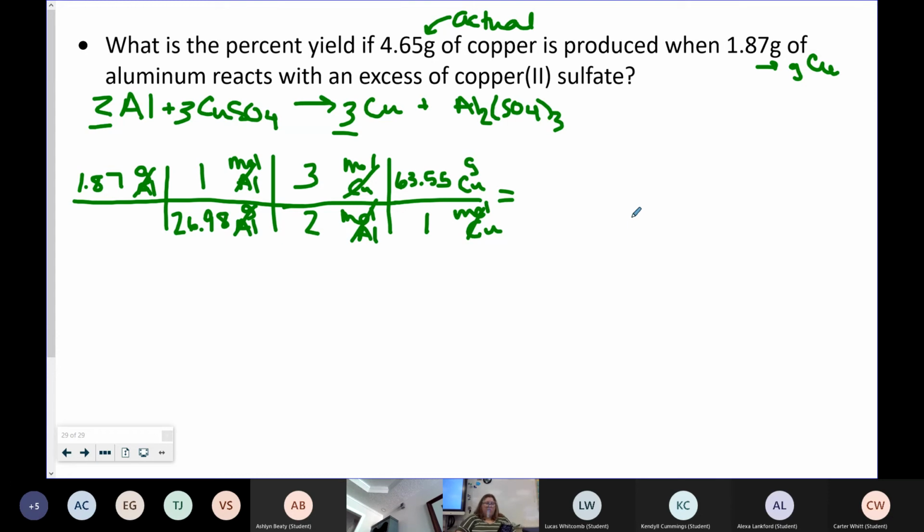So we're going to do the 1.87 divided by 26.98 times 3 divided by 2 times the 63.55. So this is going to be 6.61 grams of copper. So like I said, that's our calculated value. That is our theoretical yield.